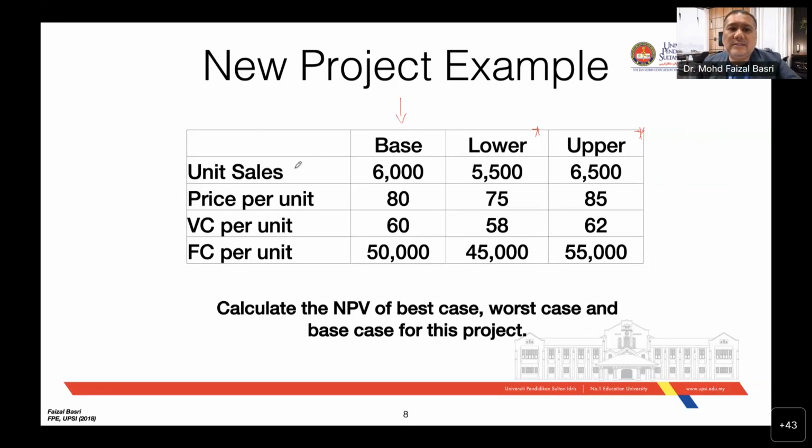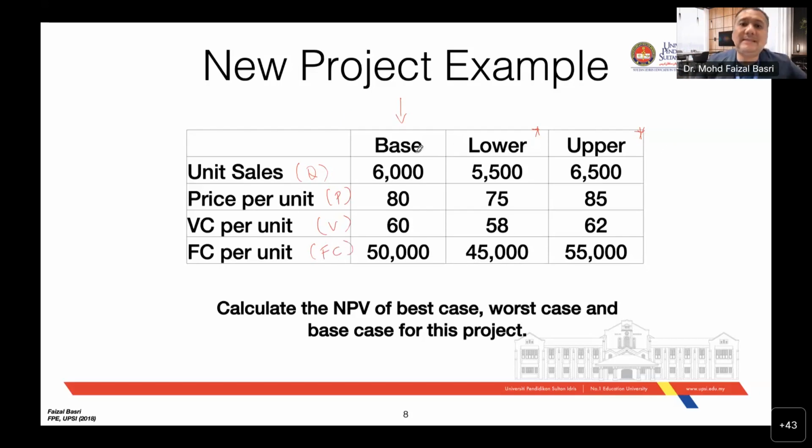The unit sales, so this is your Q, the quantity. Right. Remember the arrows that I showed you, based on the best and worst case scenario. The price, the quantity, and two costs, the fixed and the variable costs. So this is your Q, this is your price P, this is your VC, and also FC. These are the four things that the person gave you.